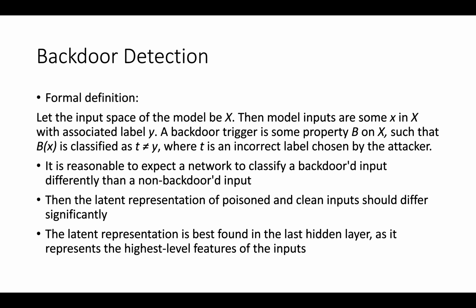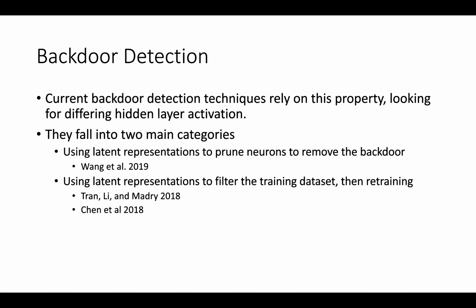These defenses get the latent representation by looking at the last hidden layer of the model because it represents the highest-level features of the inputs, and we expect the backdoor trigger to be quite a high-level feature, so that's probably where the trigger will be activated. So current backdoor detection techniques use this. They look for differences in the hidden layer activation.